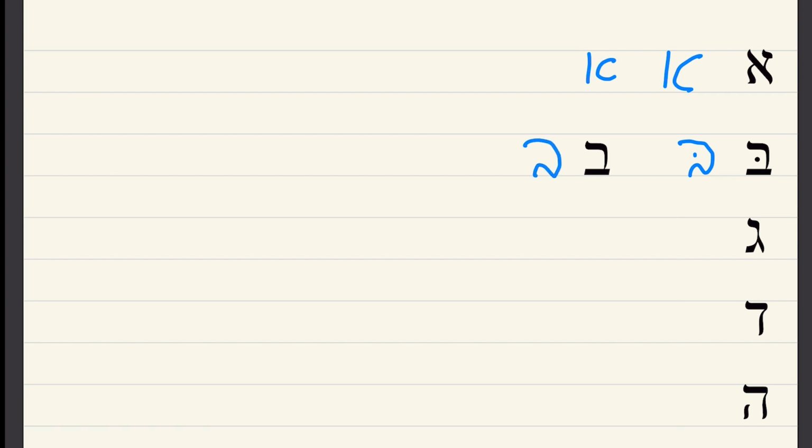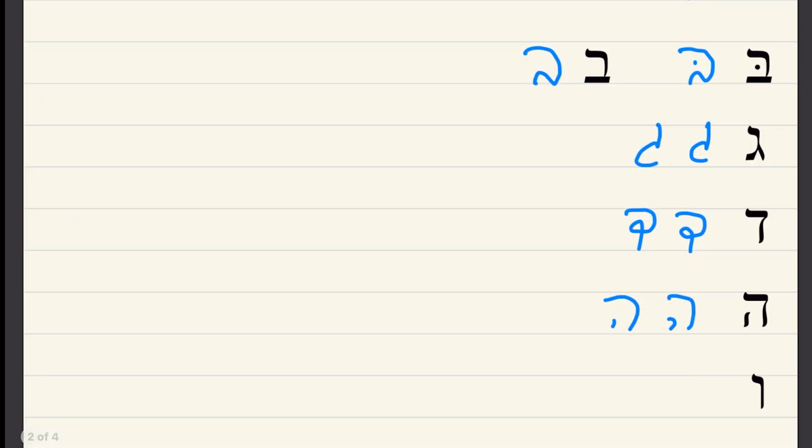Then we have Gimel, like the word green. And it's written in script like this. Another example. Then we have Dalit, just like the word dinner. In script, it is written like this. And another example. Then we have the letter Hey, like the sound in the word house. It's written like this. Hey is basically sort of like taking out air.